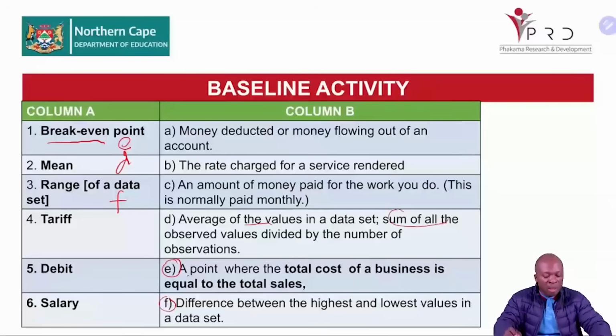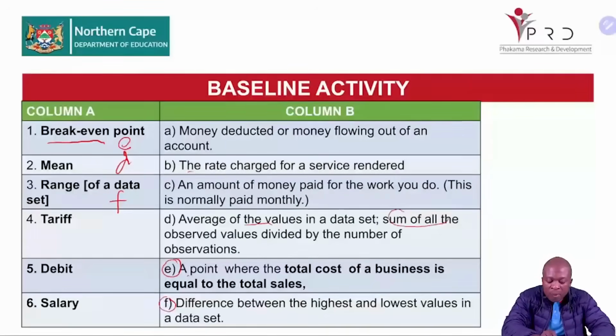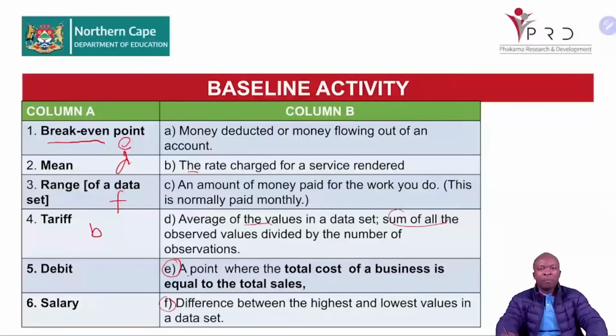How about the next one? Tariff. Tariff is the cost per unit for a service received. So let's see if there's anything like that here. Look at this one. It says the rate charged for a service rendered. That is our answer for tariff. That is B. All right.